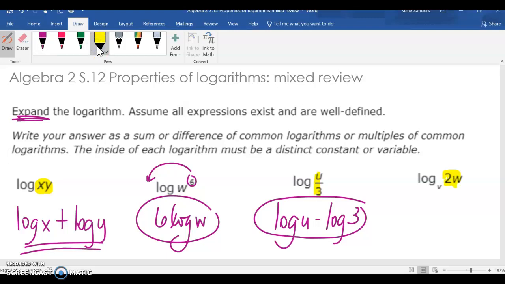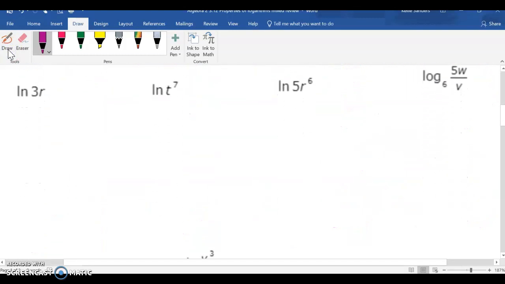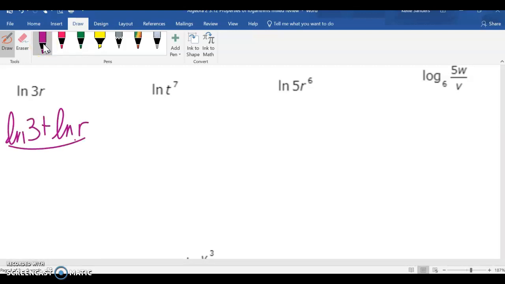And we're multiplying again. So we'll separate it with a plus sign. Separate it with a plus sign. Bring the 7 in front.